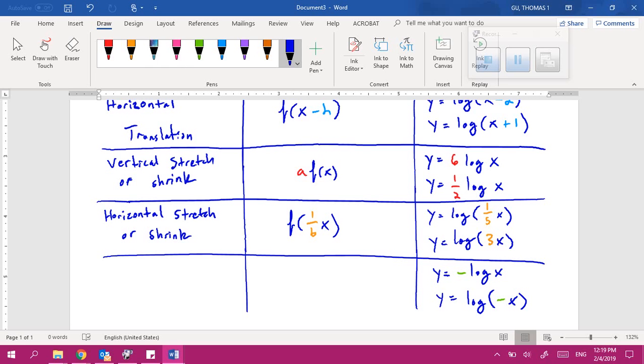So this is going to be a reflection over the x or y-axis, and the general notation for this is going to be when you have the negative function. So we're applying the negative sign to the whole function, or we have f of just negative x.